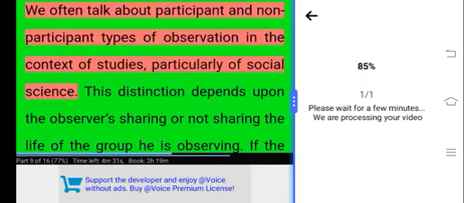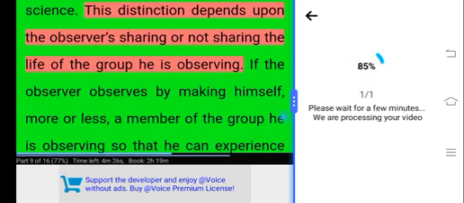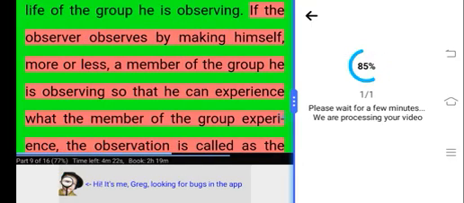We often talk about participant and non-participant types of observation in the context of studies, particularly of social science. This distinction depends upon the observer sharing or not sharing the life of the group he is observing. If the observer observes by making himself, more or less, a member of the group he is observing so that he can experience what the members of the group experience, the observation is called participant observation.